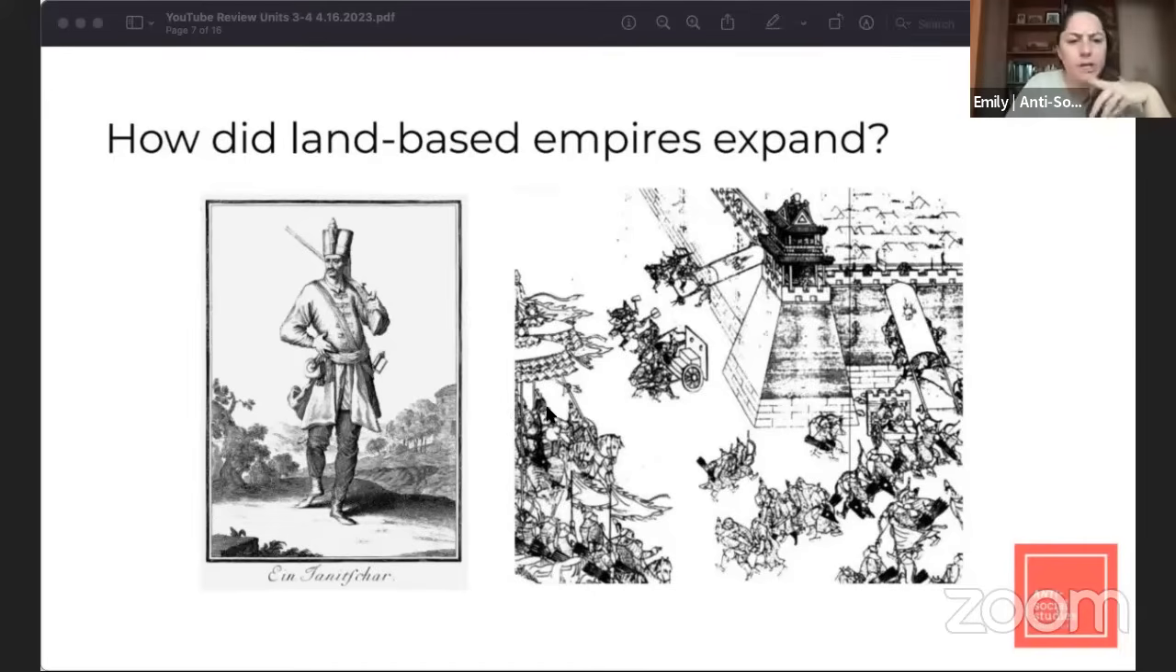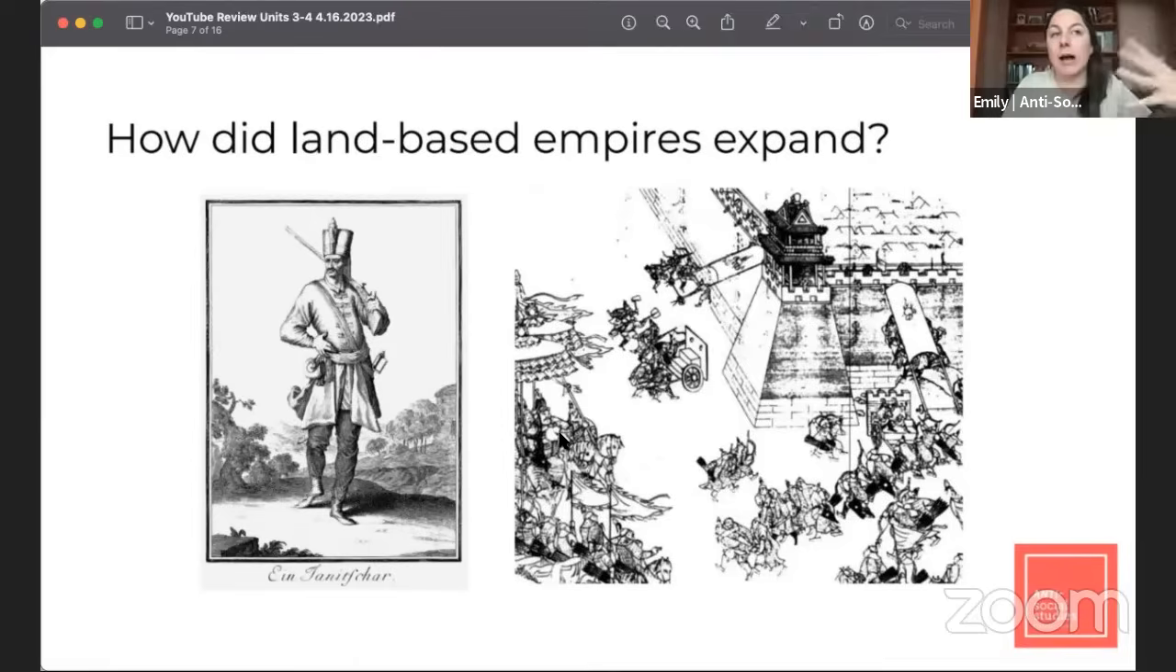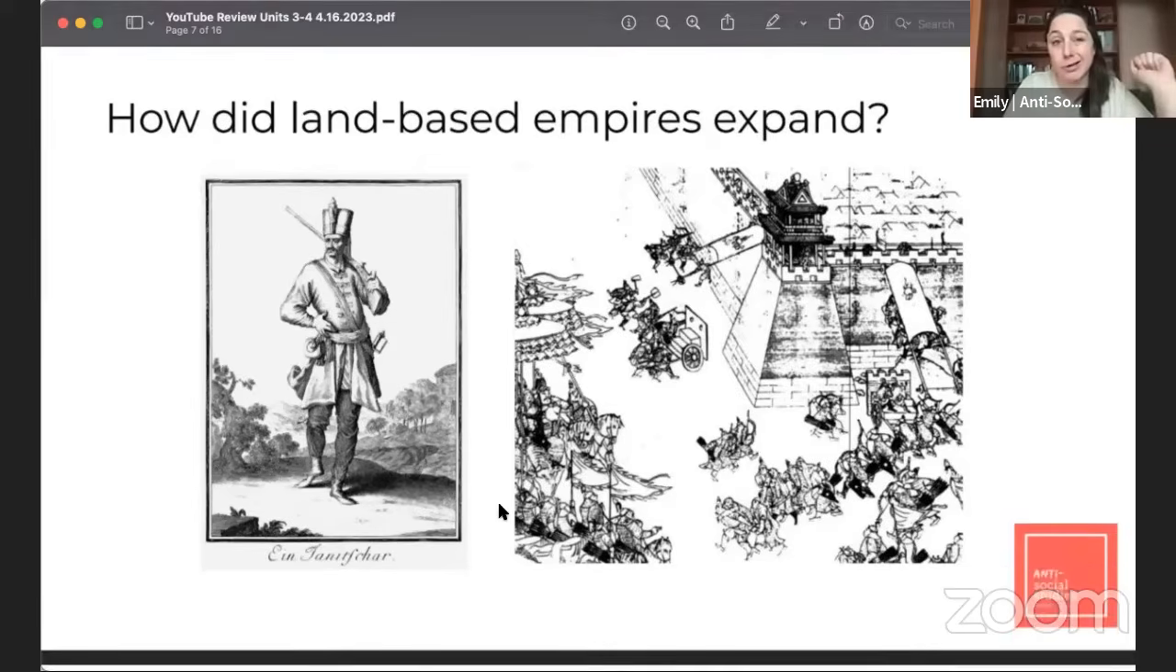Looking at the chat too. Oh, great. Devansh, we're going to talk about religion in just a second. The other answer to this is just technology, like navigational technology, right? That's going to allow the Portuguese and the Spanish empires to expand. But again, this question is really focusing on land-based, so it's really mostly gunpowder.